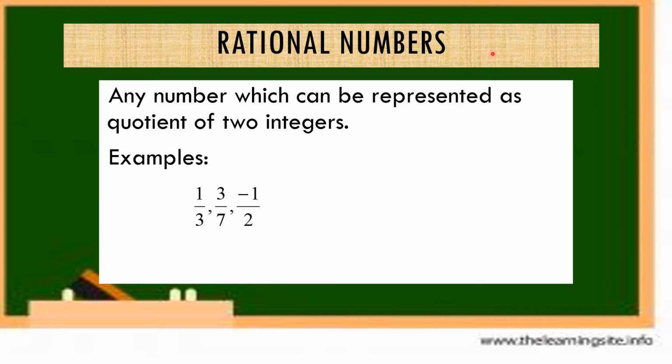Rational numbers. Rational numbers are any numbers which can be represented as a quotient of two integers. Examples: 1/3, 3/7, -1/2.